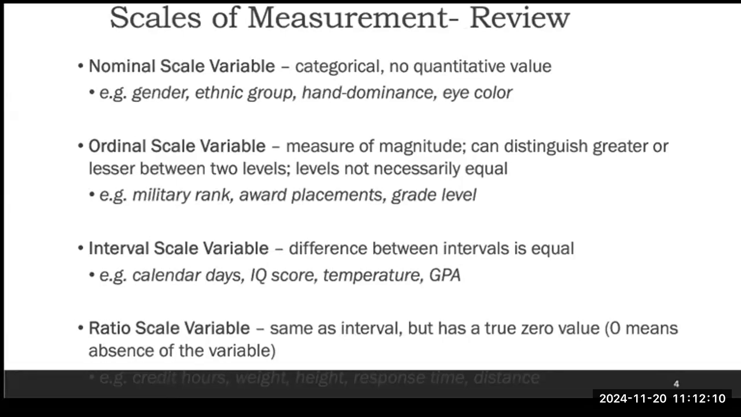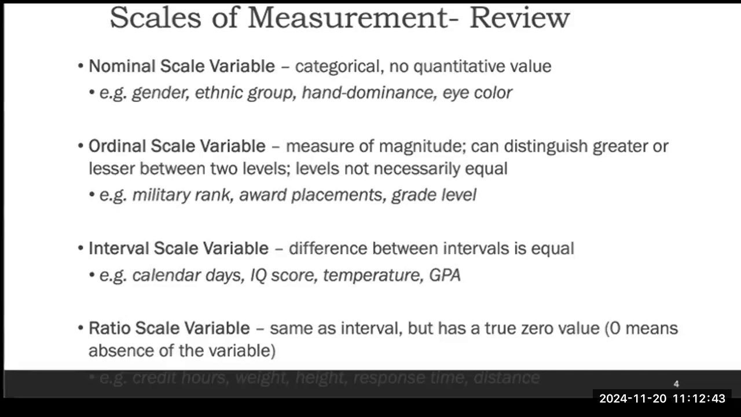Ordinal scale variables are different categories, right? Just like nominal, but now we're talking about ranking. So there is some sort of magnitude, but we don't know the size of the magnitude, right? The levels are not equal. So for example, military ranking is one. Award placements, first place, second place, third place. We don't know the quantitative differences necessarily between them. Things like grade level, you might say, is ordinal.